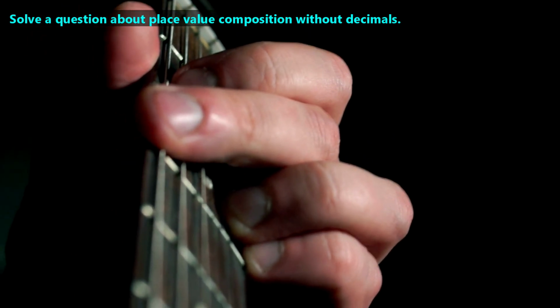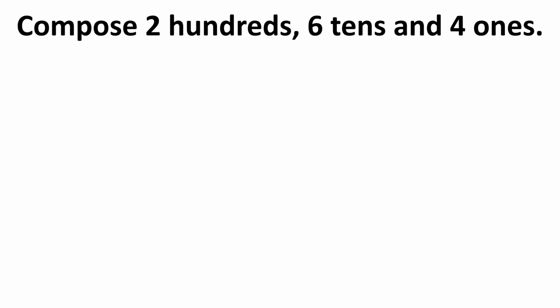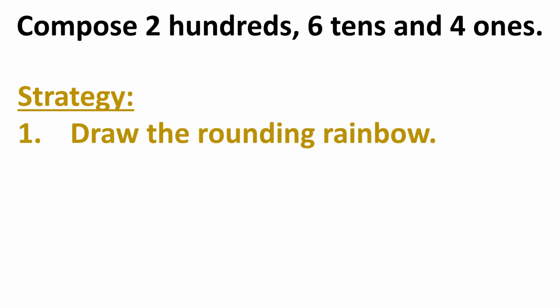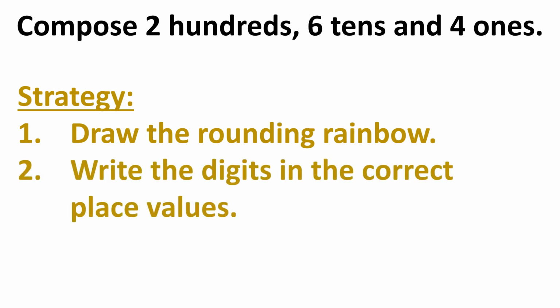Next, let's learn how to solve a question about place value composition without decimals. Here's a sample test question. Compose 2 hundreds, 6 tens, and 4 ones. The test makers want us to write a number that is made by composing the above parts. This is our strategy. First, we'll draw the rounding rainbow so that we know where all the place values go. Second, we'll write the digits in the correct place values.